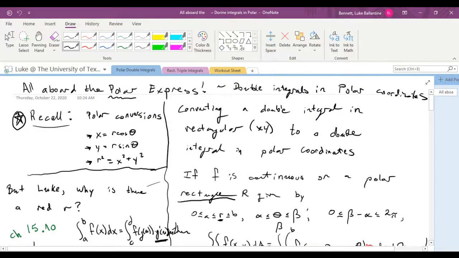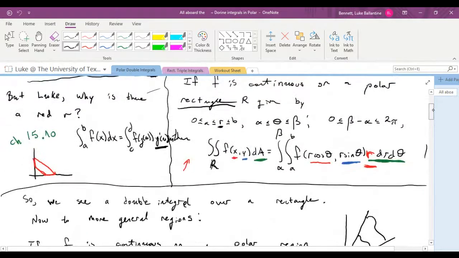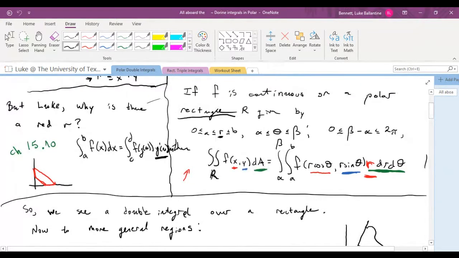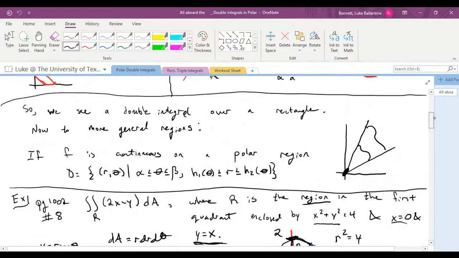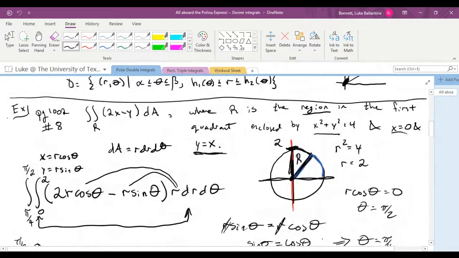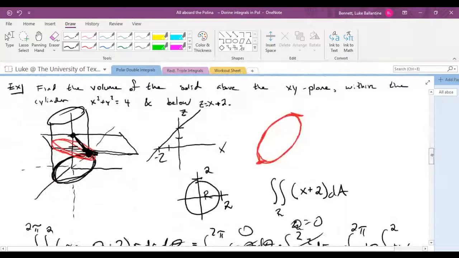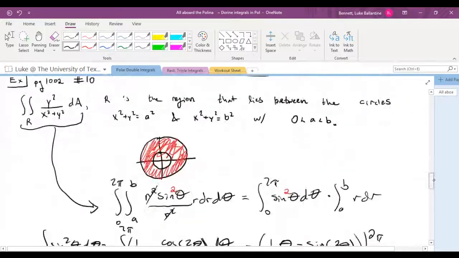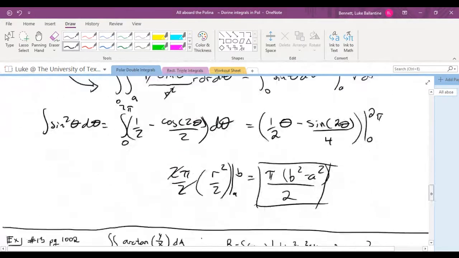Polar conversions, we know that. And then we can change a rectangular integral into a polar integral, using r dr d theta, over general regions too. This one is like your homework question number 1A. This one is like your homework question number 1B. And this is just for fun. This one's also just for fun.